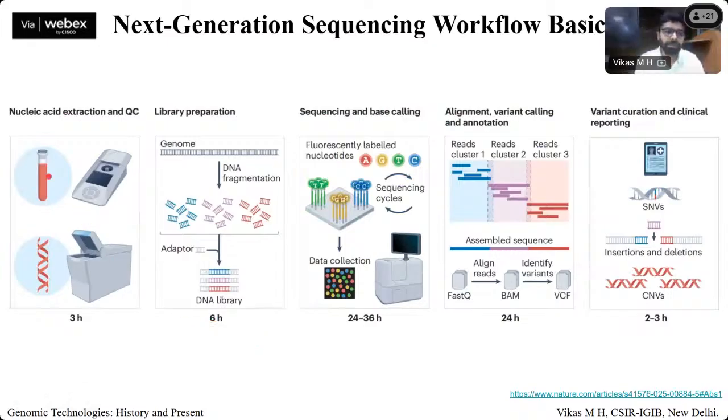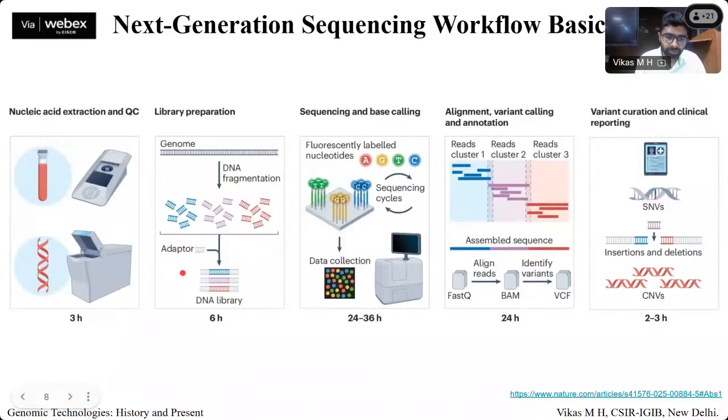You can take the cells from your cheek or from blood, and then extract the DNA from these cells, and QC is done to check the integrity and quality of the DNA. This whole process can take about 3 hours. Then there is a library preparation method, where the DNA is fragmented into smaller pieces with the shotgun method, and this fragmentation can be enzymatic, or it can be done using mechanical shearing techniques.